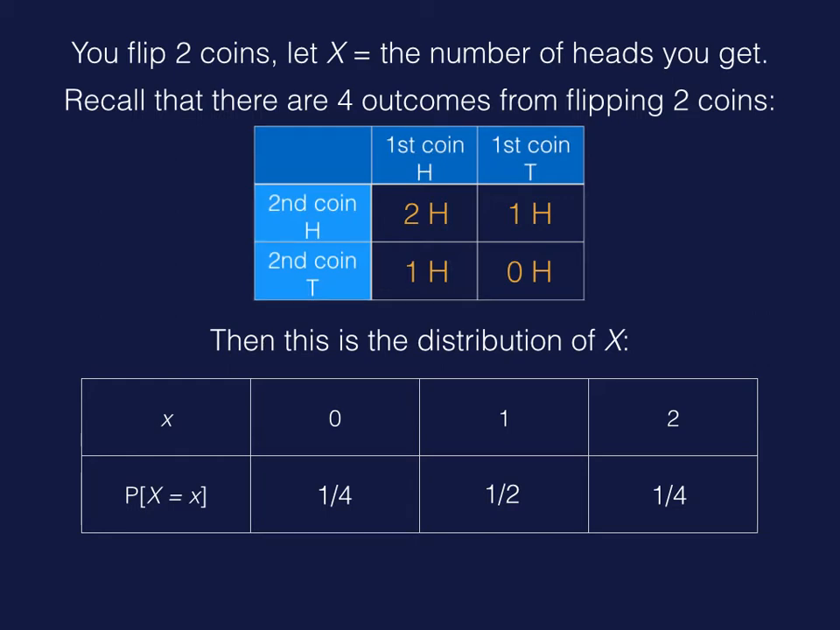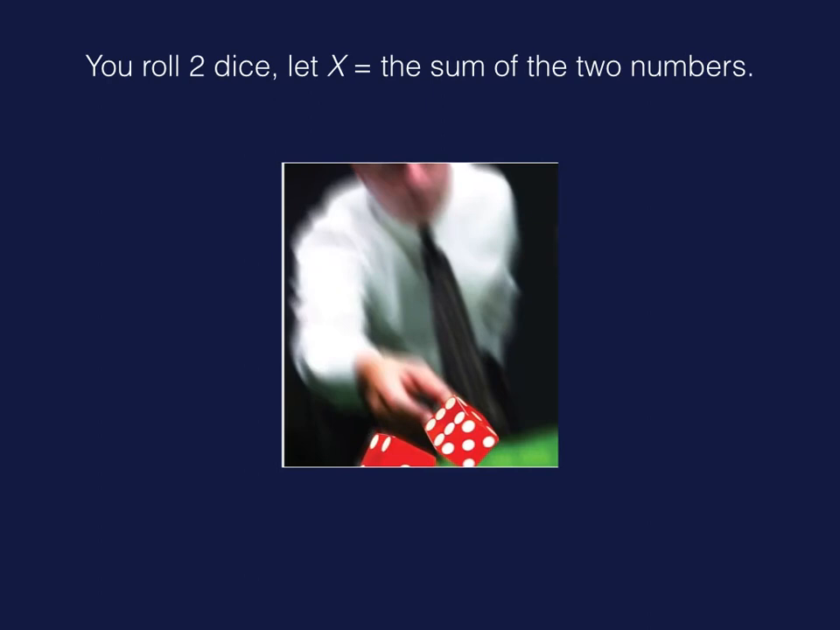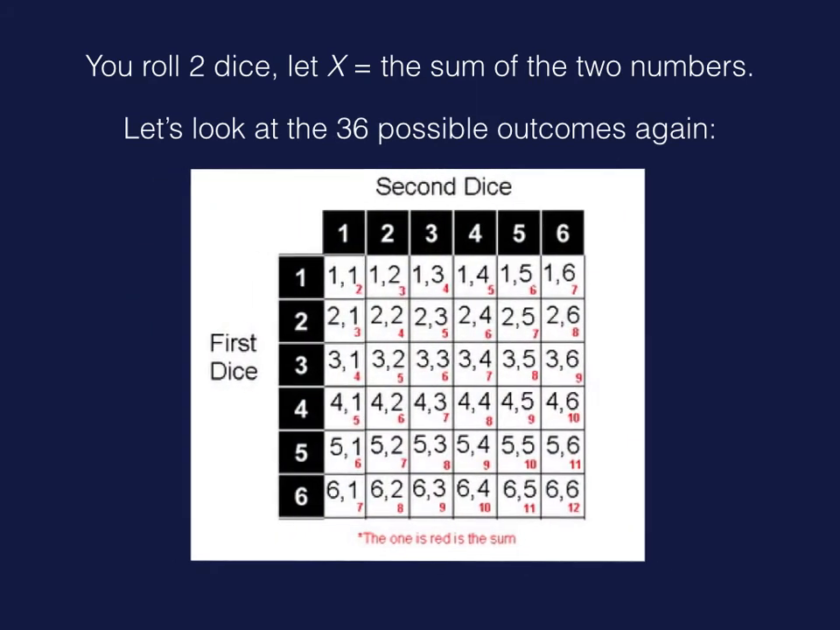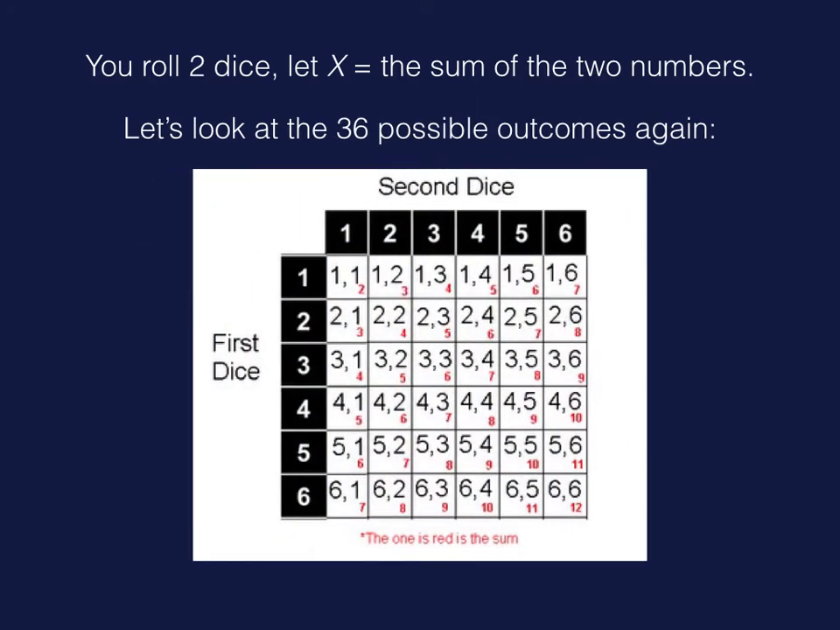Okay, another example, it's a little bit larger. You're going to roll 2 dice, and X is the sum of the 2 numbers. So there's 36 possible outcomes of rolling 2 dice. And this is a table much like the last one I showed you. It shows the 36 possible combinations. But this has an added benefit. The little number there in red is the sum of the 2 numbers, so you can easily see the different sums.